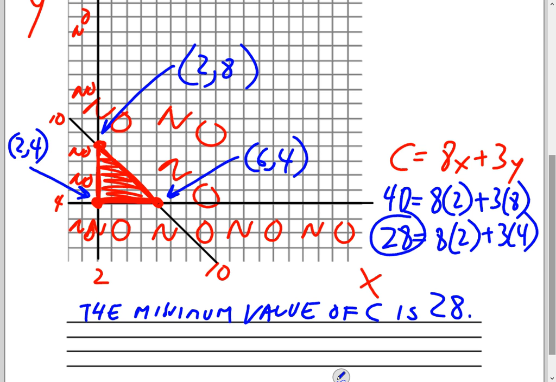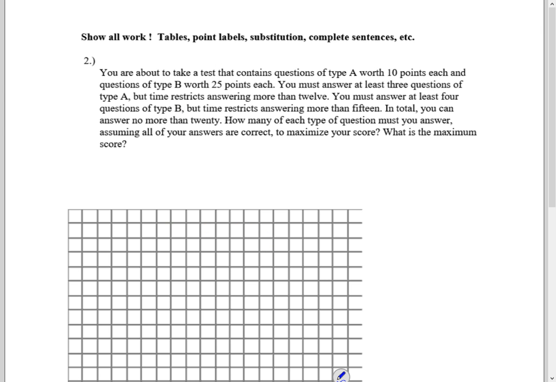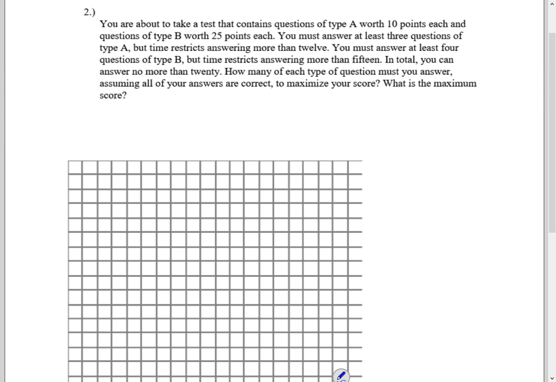Any questions off the first one? Second one, a little bit more work. Because you had to create the constraints. Here's what I did.